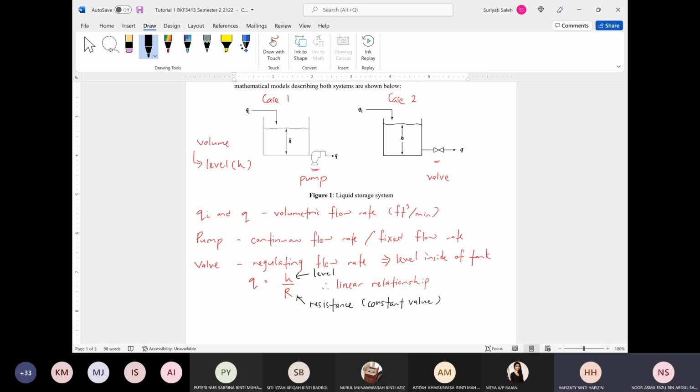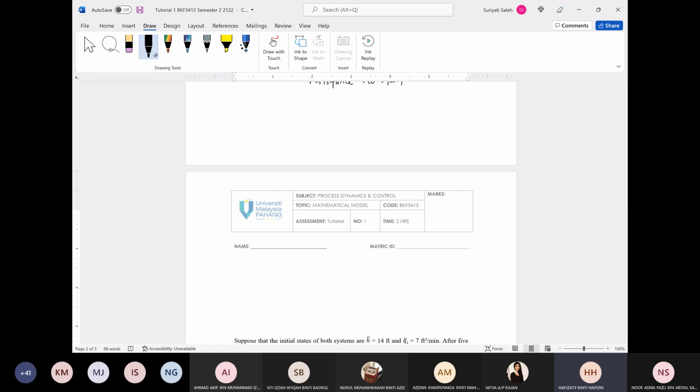So whenever we have the use of a pump or a valve inside the storage tank, that means a different mathematical model can be obtained. So how does it differ? Let's take a look. We start with case number 1, the case of the pump. Based on this, we will start with the overall mass balance.